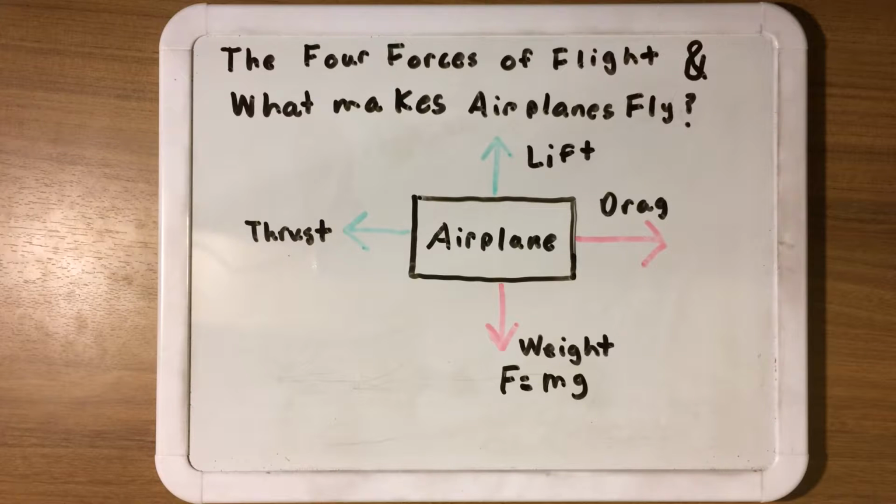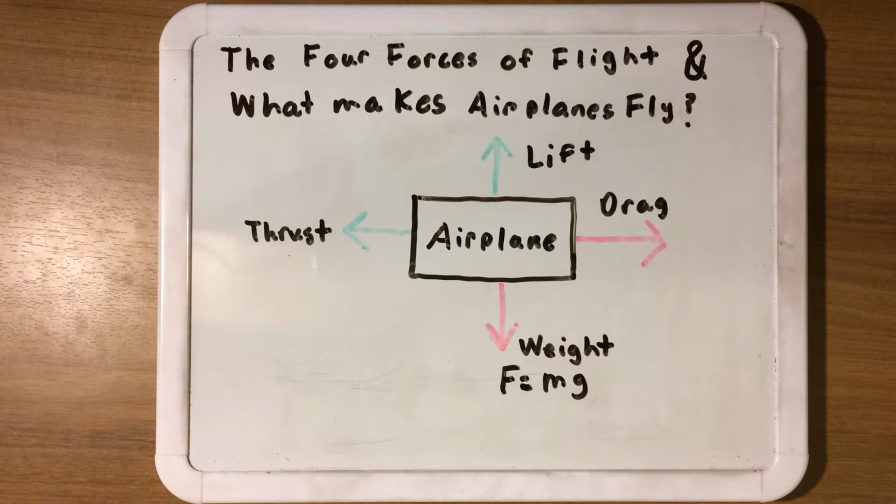So let's get started. There are four main forces that affect an airplane during flight, and they are lift, weight, thrust, and drag. And you see I've color coded it here. Green for the forces that keep you up, and red for the forces that pull you down or hold you back. So let's go through each one of these.